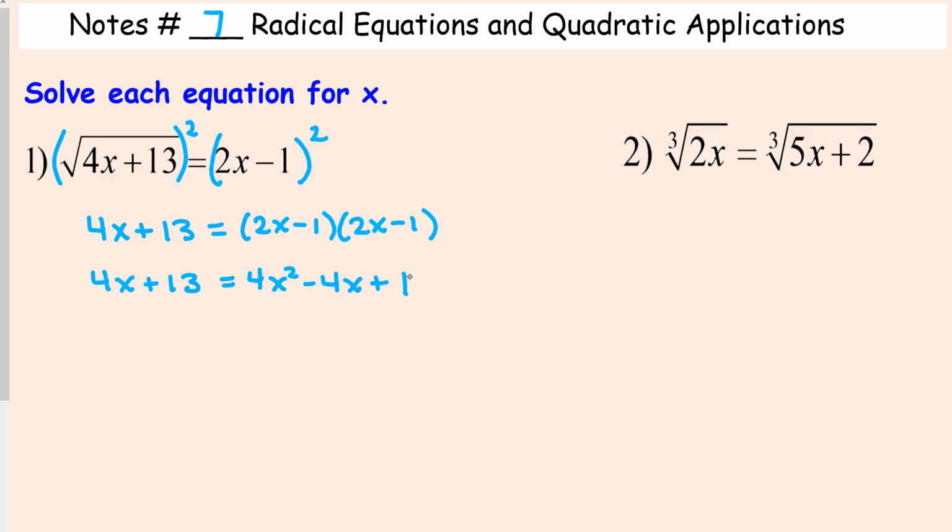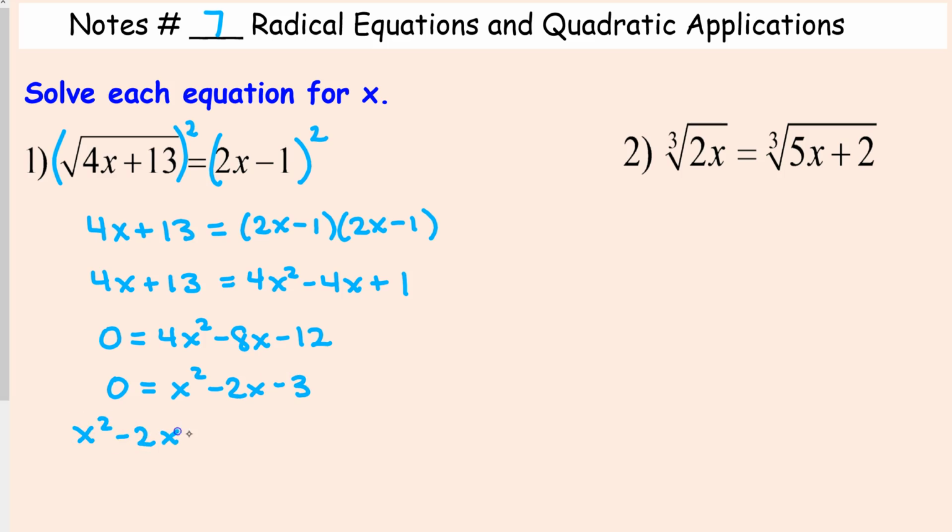So what I'm going to do is get everything over to one side. Might as well just get everything over to the right. So we'll subtract 4x from both sides and we'll subtract 13 from both sides. So we have 0 equals 4x squared minus 8x minus 12. Okay, looks like everything can be divided by 4, so let's divide both sides of the equation by 4, and we have 0 equals x squared minus 2x minus 3. And if you prefer to have the x on the left, we can just rewrite it like that.